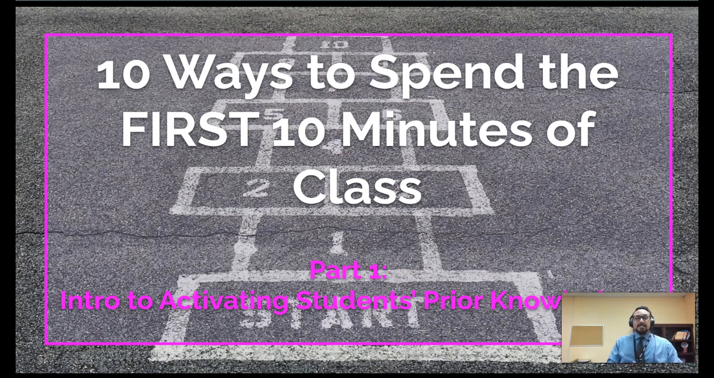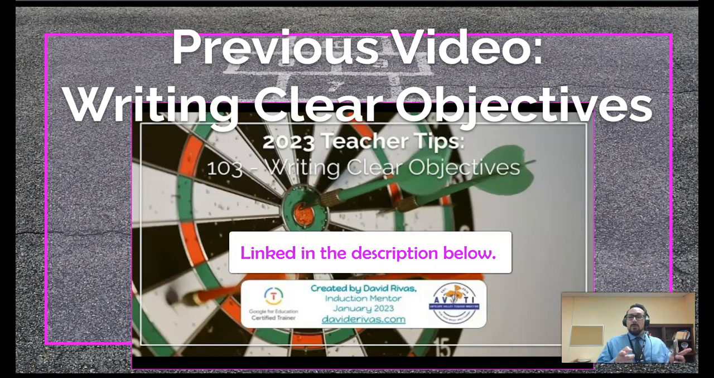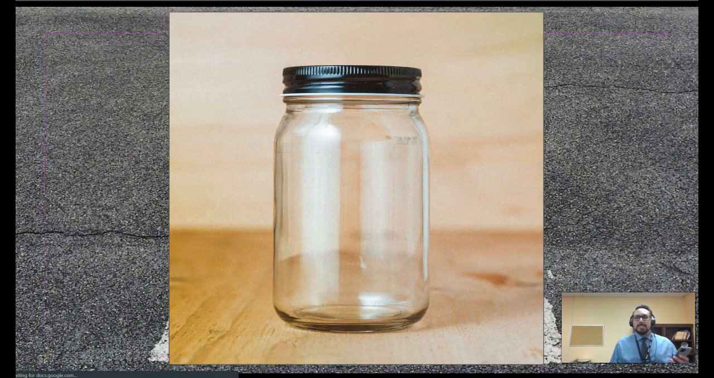All right, so this is the first in a series of videos on 10 ways to spend the first 10 minutes of class. This video will be going over introducing the concept of activating students' prior knowledge, or accessing relevant knowledge, as it's also referred to, or ARC. If you haven't done so, you might want to check out the previous video on writing clear objectives that you might find pretty helpful related to this.